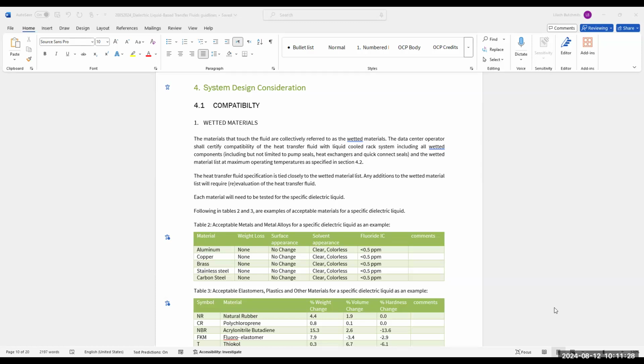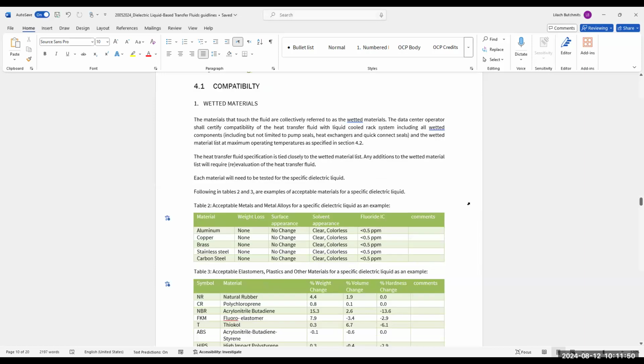This is an example of how they shrink in volume and in weight. This is the way we check material compatibility of every material that we're using. I'm stopping here to see if anybody has any questions.